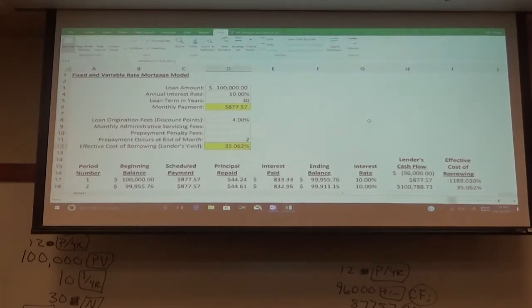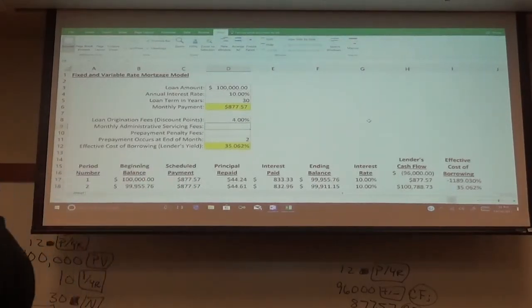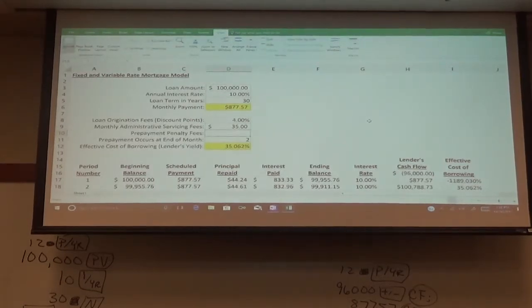Now, let's go ahead and populate in some monthly administrative fees. According to the handout that I gave you, what I pre-selected was $35 a month. We'll talk about those. And then the prepayment penalty is going to populate at 4%, and then 15 is the prepayment. So I'm just putting in all the numbers as they are here on the handout for a second.